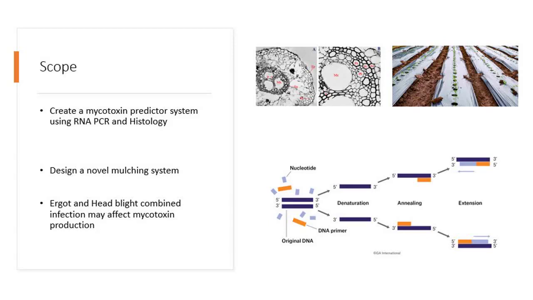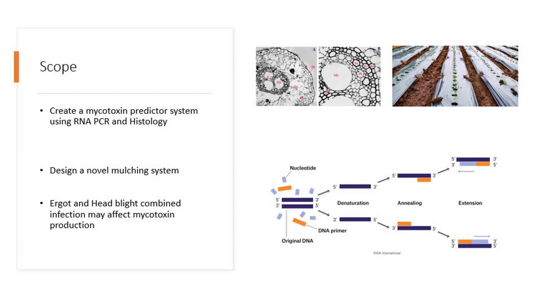The scope and overarching aim of this project is split between 2 goals. The first goal is to create a mycotoxin predictor system at the early stages to understand when it's best to harvest a crop via a mixture of histology and PCR technique during a time when mycotoxin production is undetectable.